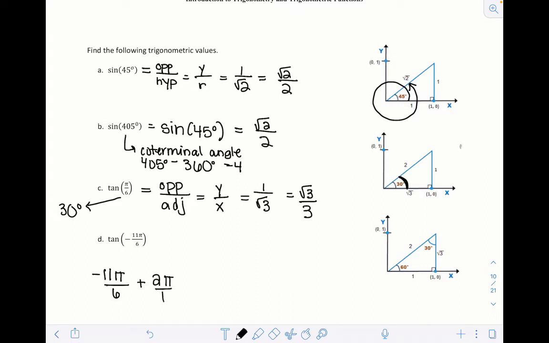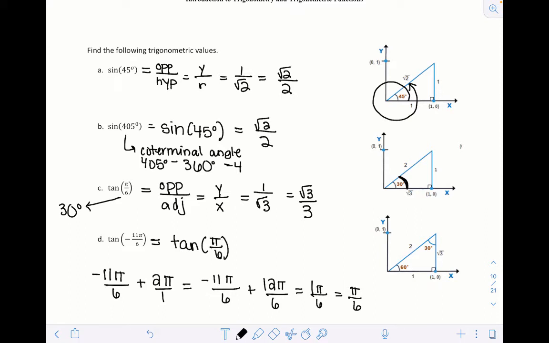The thing you want to get used to whenever you are working with radians is that getting common denominators is going to be helpful. So let me rewrite this. We've got negative 11 pi over 6 plus, if I want to write that with a common denominator, I could multiply that fraction by 6 over 6. So that's 12 pi over 6, which is the same thing as, if I add those numerators together, 1 pi over 6, which is pi over 6. So tangent of negative 11 pi over 6 is going to be the same as tangent of pi over 6.